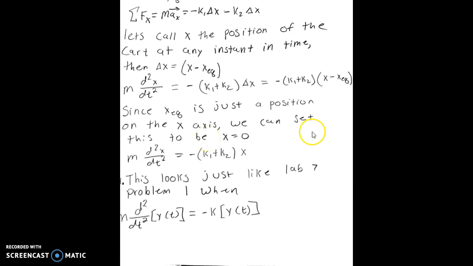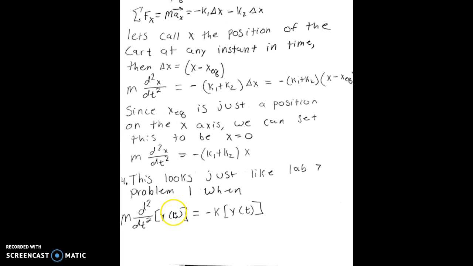Okay, and then there's one more thing that I'm going to do. XEQ is just a point on the x-axis. It just represents a number. So we can shift the origin of our x-axis so that at x equilibrium, we can say that it is 0. So that gets rid of this part. And then we're just left with d squared x dt squared equals negative K1 plus K2 times x, where this x is the position away from the equilibrium point.